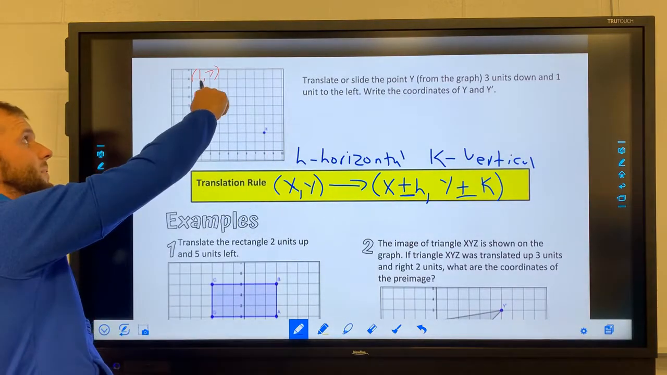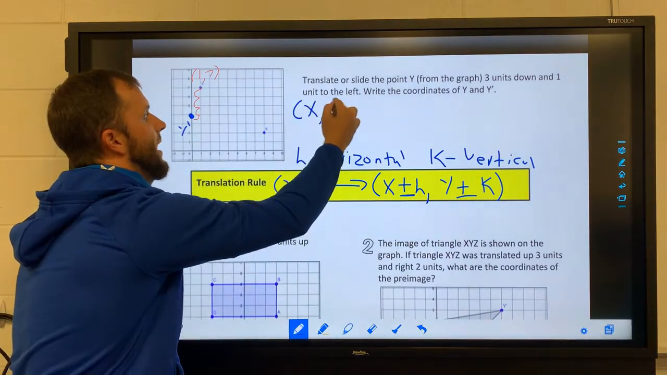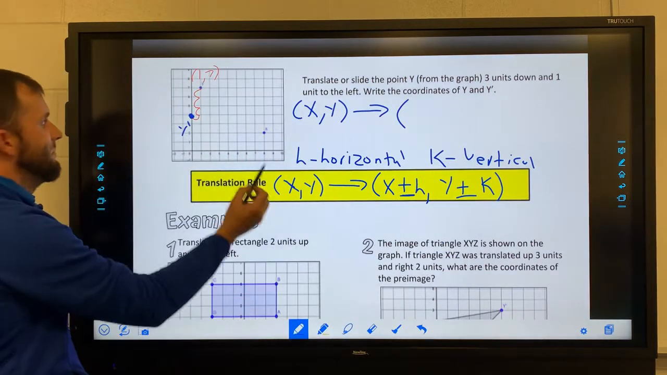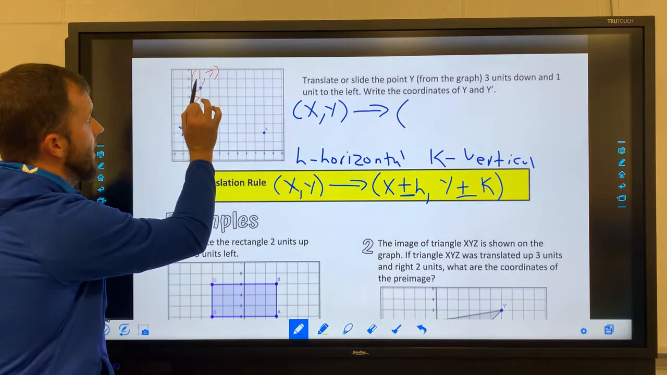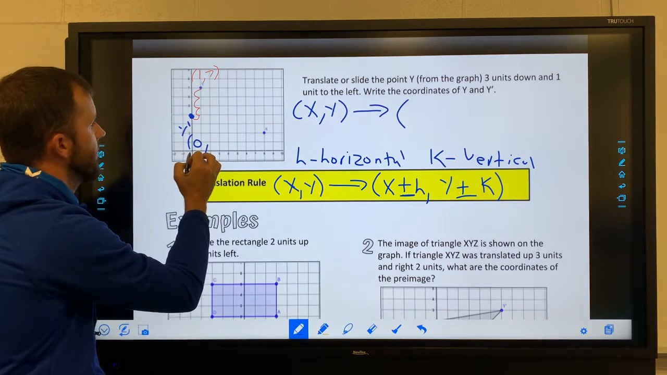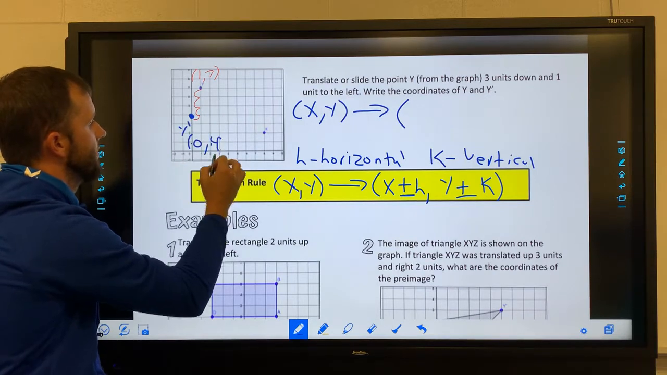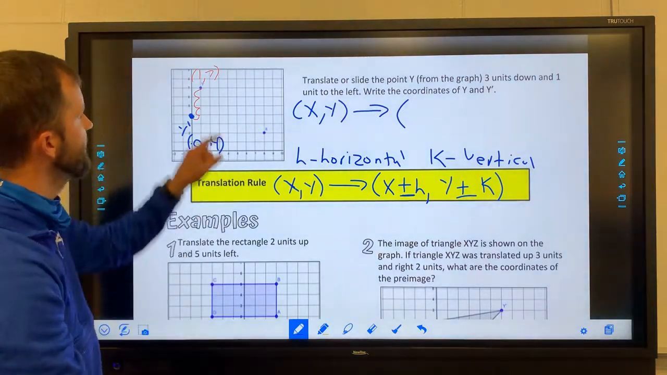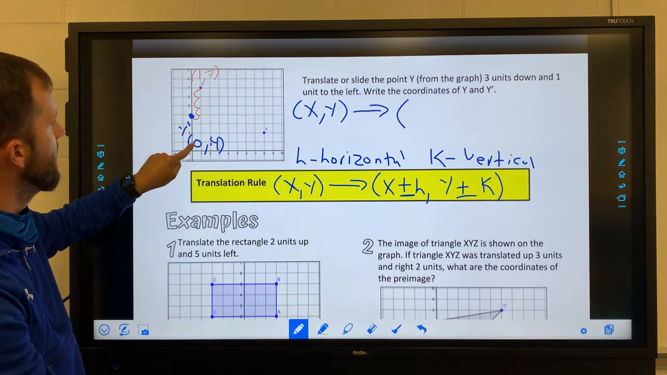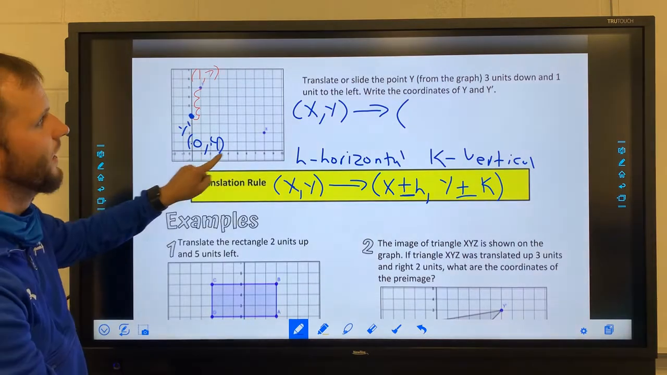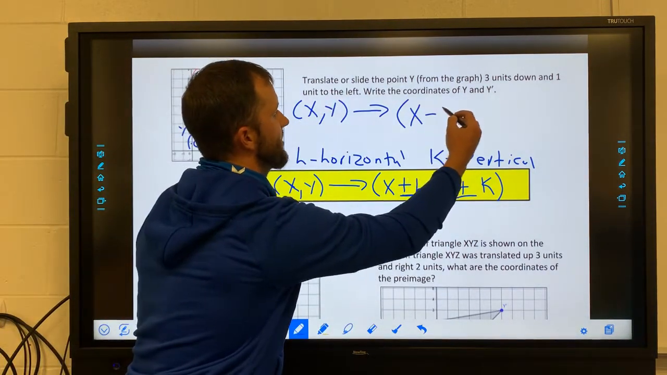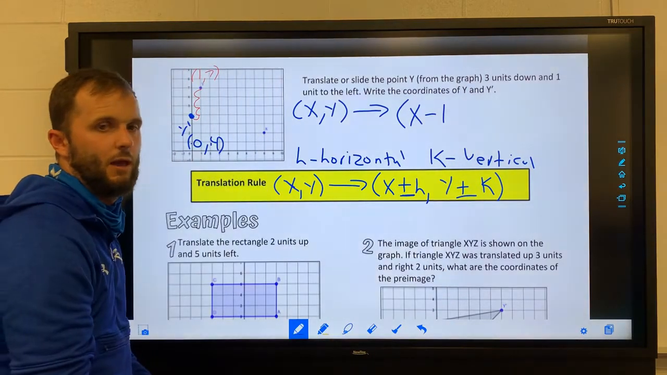So I started up here up top, which was X comma Y. And then what I notice here on my X coordinate is that 1 turned into 0. So this turned into 0, 1, 2, 3, 4, turned into 0 comma 4. So if I look, I have positive 1, and then my new coordinate turned out to be 0. So I ended up subtracting 1. So look, I went to the left 1. So that means X was subtracted by 1, okay?